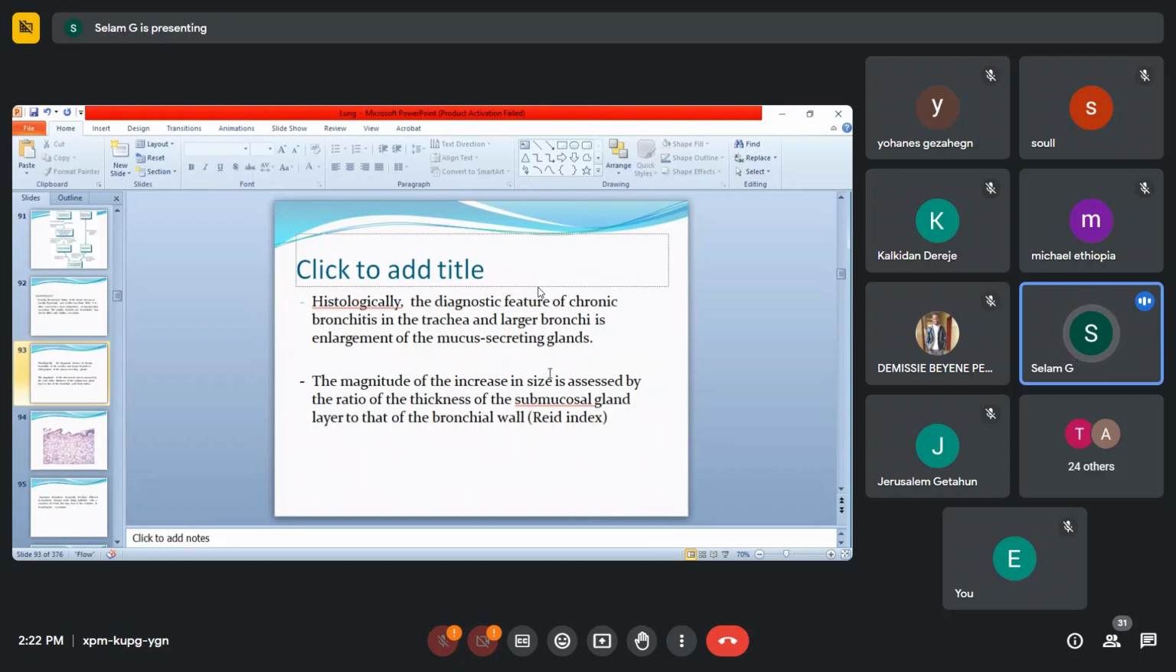Histologically, the diagnostic feature of chronic bronchitis in the trachea and the large bronchi is enlargement of mucus secreting glands. So you see hyperplastic, large mucus secreting glands, and the magnitude of the increase in size is assessed by the ratio of the thickness of the submucosal gland layer to that of the bronchial wall thickness. We call that the Reid index. The normal is less than 0.4, but in case of chronic bronchitis, it will be increased as the size of the mucosal gland increases.